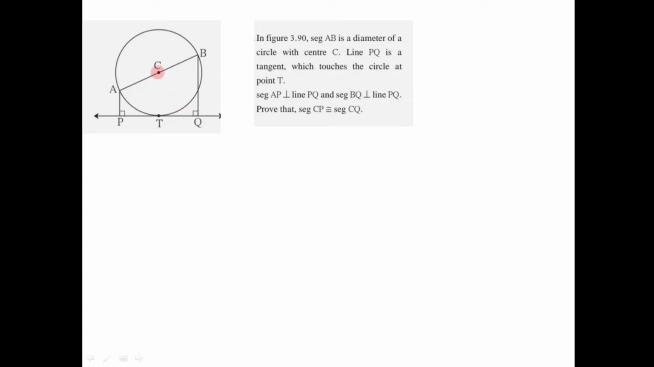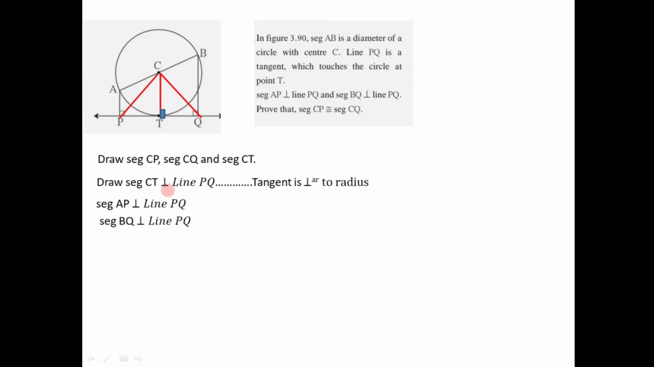So for that we have to do one construction. We have to draw segment CP, segment CT, and segment CQ. Here we have to show that these two line segments CP and CQ are congruent. Now here we have also drawn one segment CT. CT is the radius of the circle, and line PQ is a tangent which touches the circle at point T. So from this we have segment CT perpendicular to line PQ, because we know that the tangent is perpendicular to the radius.